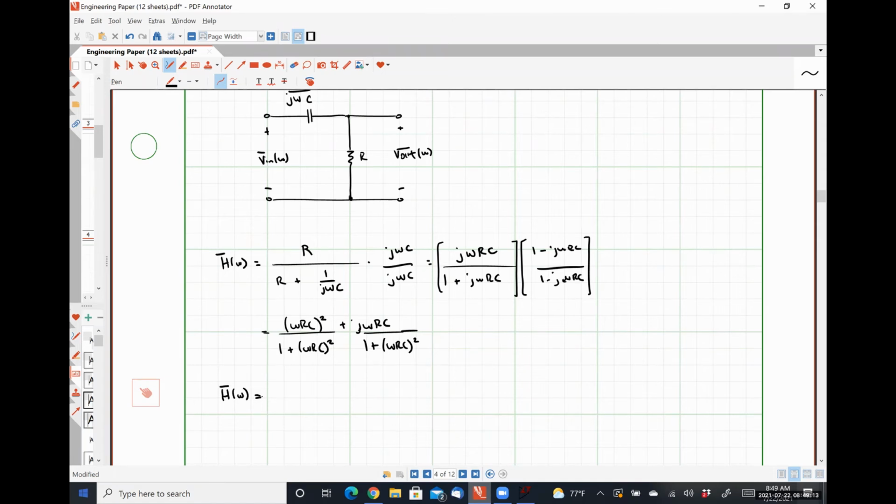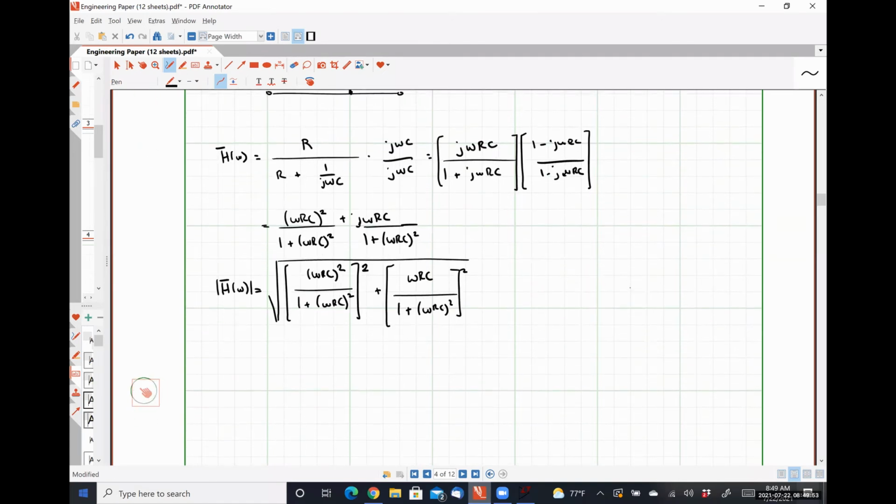the magnitude of H of omega, excuse me, will be the square root of the real part squared. So that's omega RC quantity squared divided by 1 plus omega RC quantity squared, that whole fraction squared, plus omega RC divided by 1 plus omega RC quantity squared, that whole fraction squared.